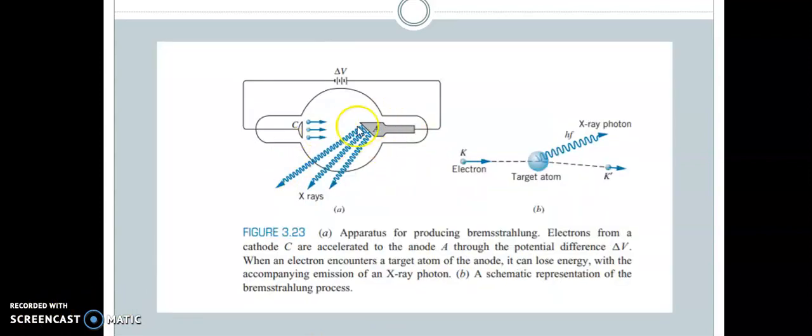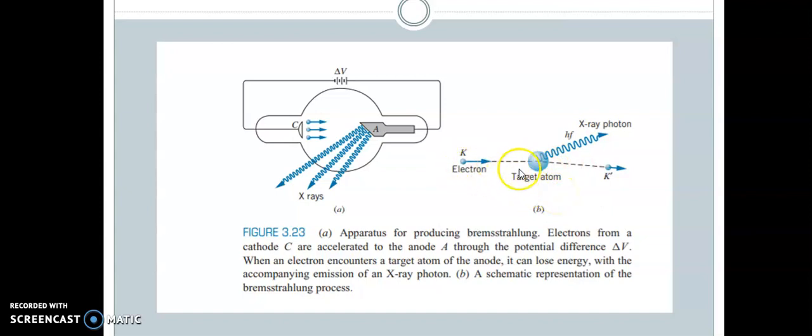Okay, so this one is the apparatus for producing Bremsstrahlung. Electrons from a cathode are accelerated to an anode through a potential difference delta V. So they are accelerated. When the electron encounters the target atom of the anode, when the electrons hit here, then it loses energy and X-rays are emitted from the target.